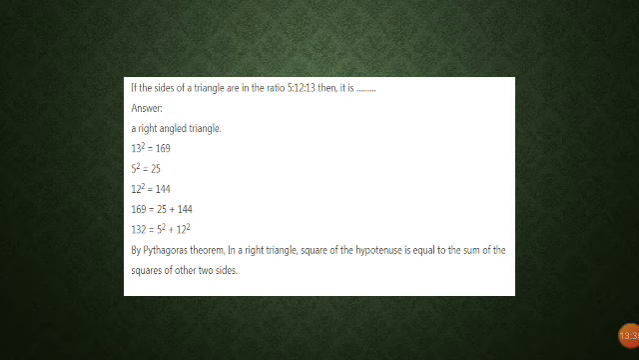So right angle triangle means the Pythagorean theorem. In a right angle triangle, the square of the hypotenuse is equal to the sum of the squares of the other two sides.